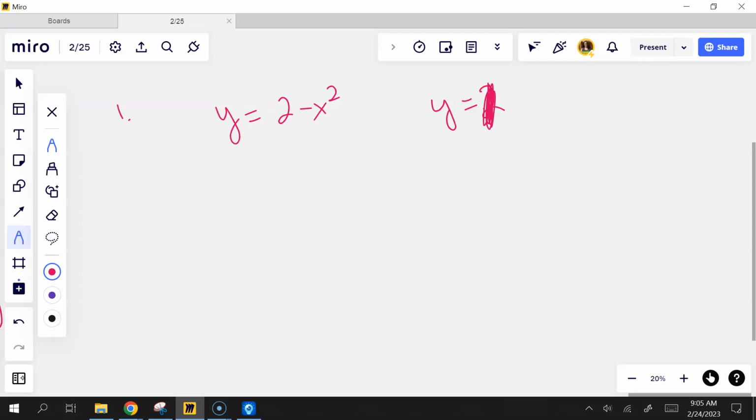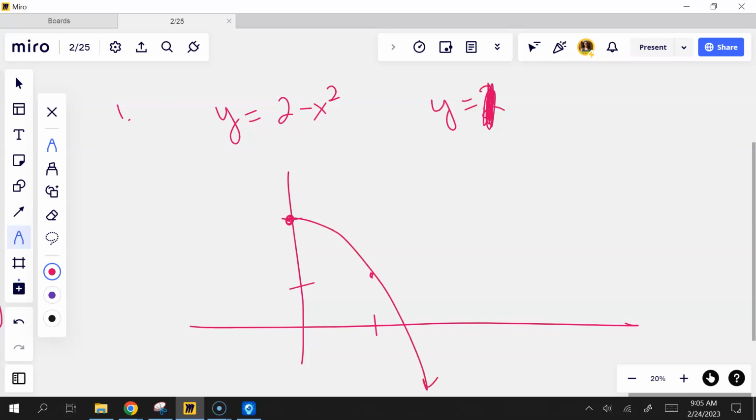Okay, let's graph everything first and let's look at what's going on. 2 minus x squared, that's an upside down parabola shifted up 2, right? Upside down parabola. And then the line y equals 1. What kind of line is y equals 1? That kind of line, right?